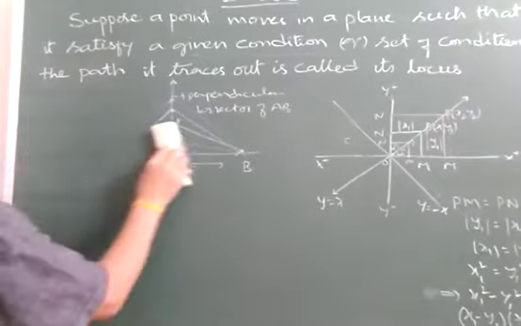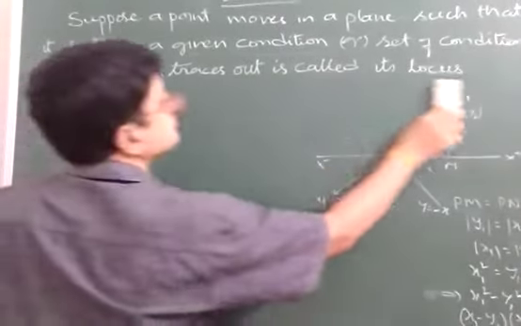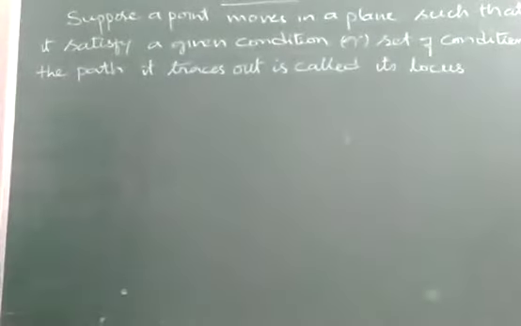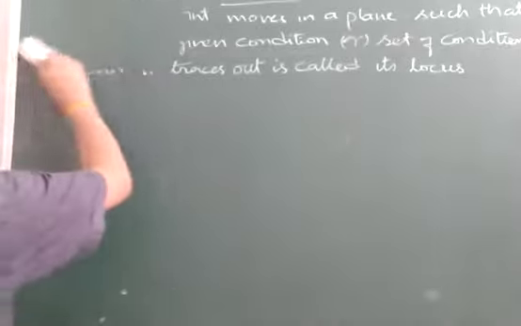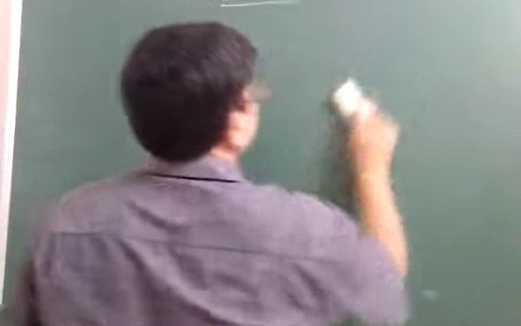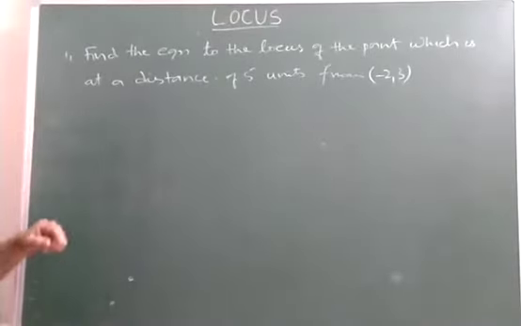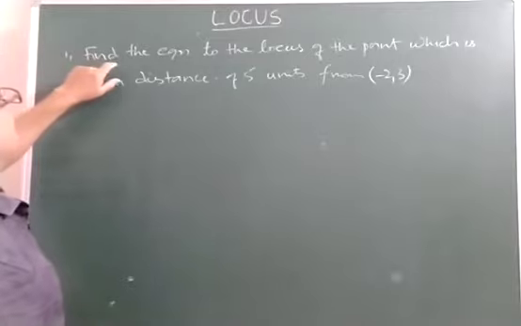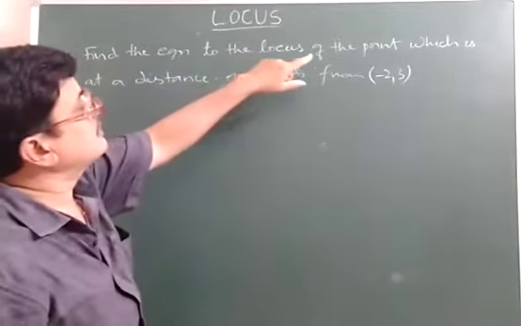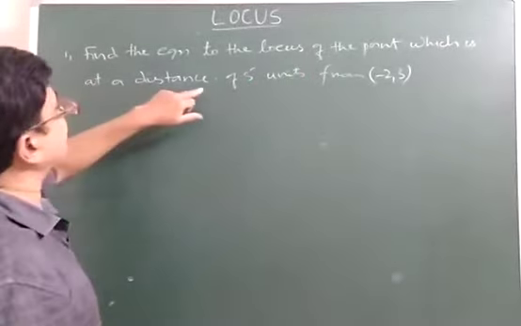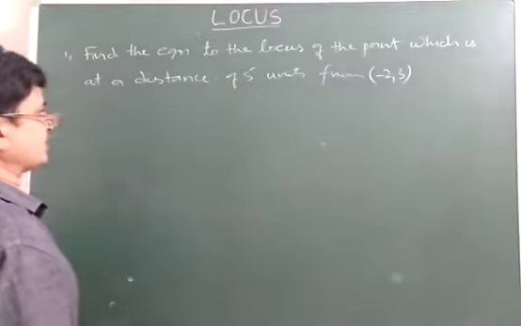Okay. Now we go to the problems. Exercise, locus. Now we go to the problem. In the exercise, the first question is: find the equation of the locus of the point which is at a distance of 5 units from A.